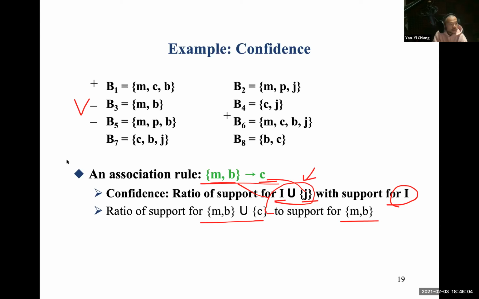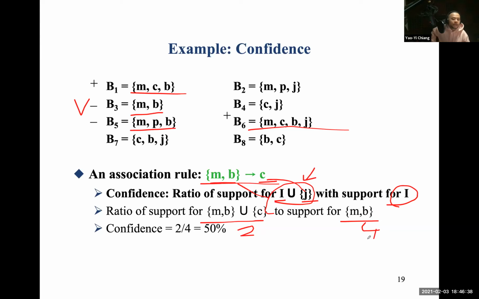Okay, so there's a question. Is support of an item the same as count of an item? Yeah, support is just count, the frequency of an item. So how many baskets contain M, B, and C? 1, 2, 2. Okay, so this is 2. How many baskets contain MB? 1, 2, 3, 4. So this is 4. So your confidence is 50%, right?